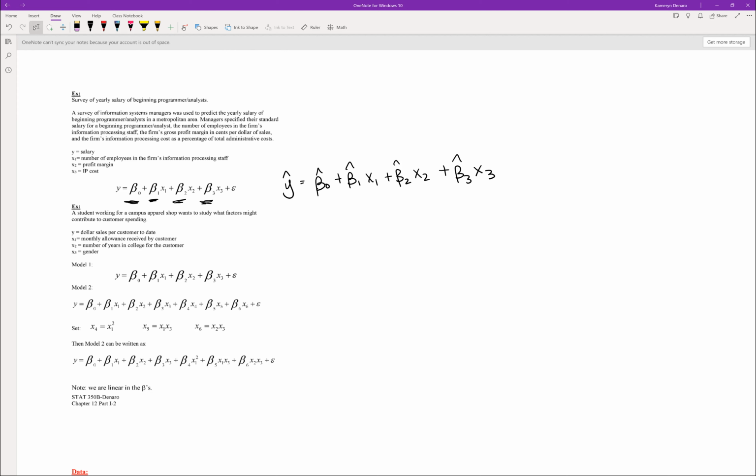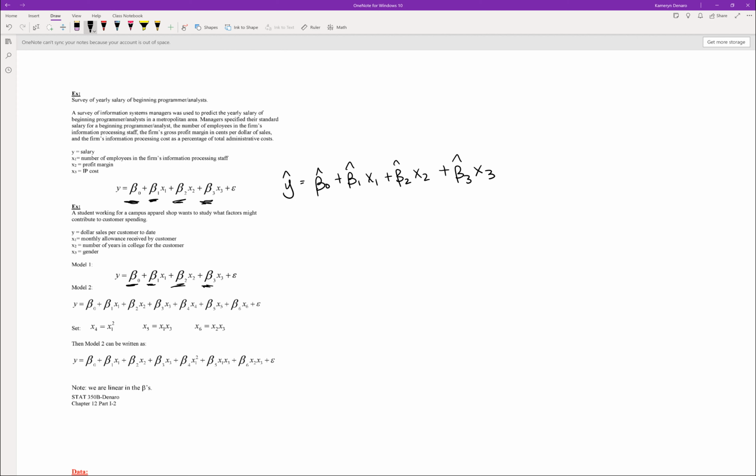In model 1, we have Y equals beta 0 plus beta 1 X1 plus beta 2 X2 plus beta 3 X3 plus epsilon. So in this case, we have an additive model where each of the variables shows up once in the model. And once again, remember, beta 0 is that Y-intercept. Beta 1 is the slope associated with the monthly allowance received by the customer. Beta 2 is the slope associated with the number of years in college for the customer. And beta 3 is the slope associated with gender.